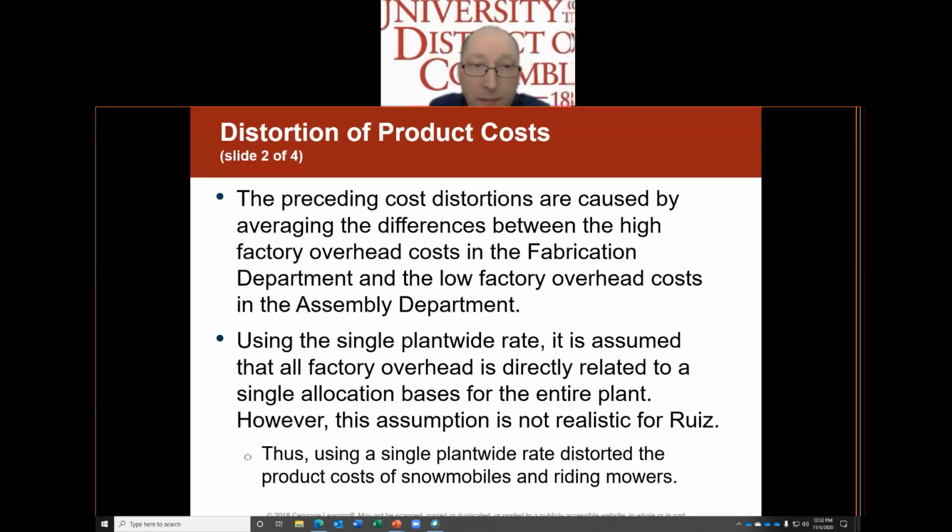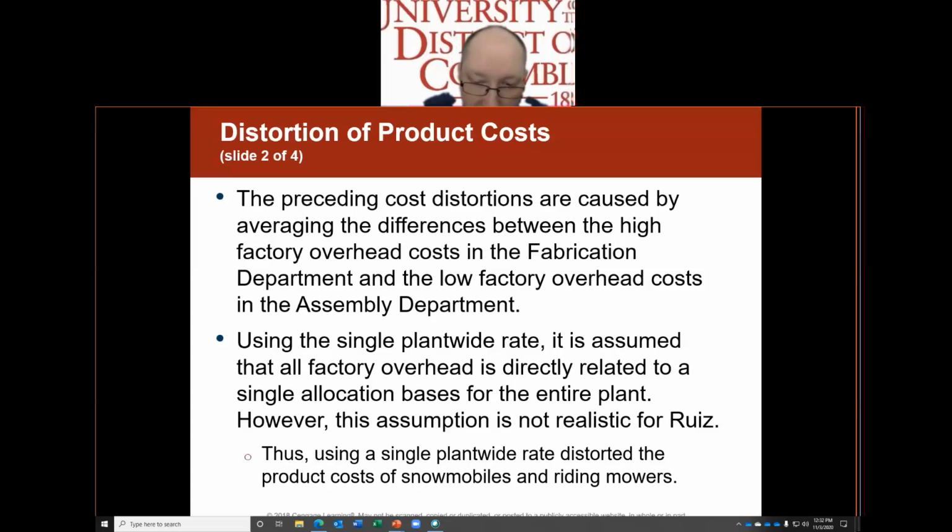The distortion costs are caused by averaging differences between the high factory overhead costs in the fabrication department and low factory overhead in the assembly department. Using the single plant-wide method, it is assumed that all factory overhead is directly related to a single allocation base for the entire plant. But this doesn't work really well for our company because we produce different products and we have different departments.